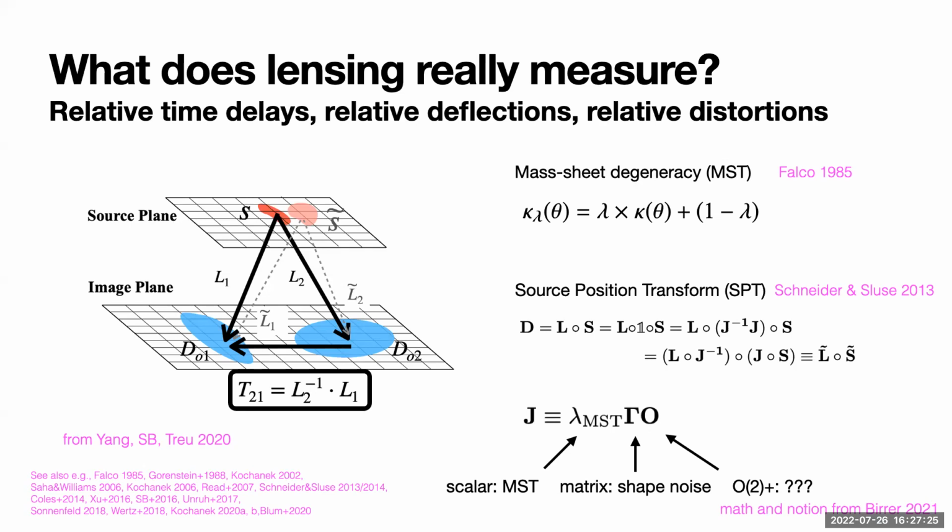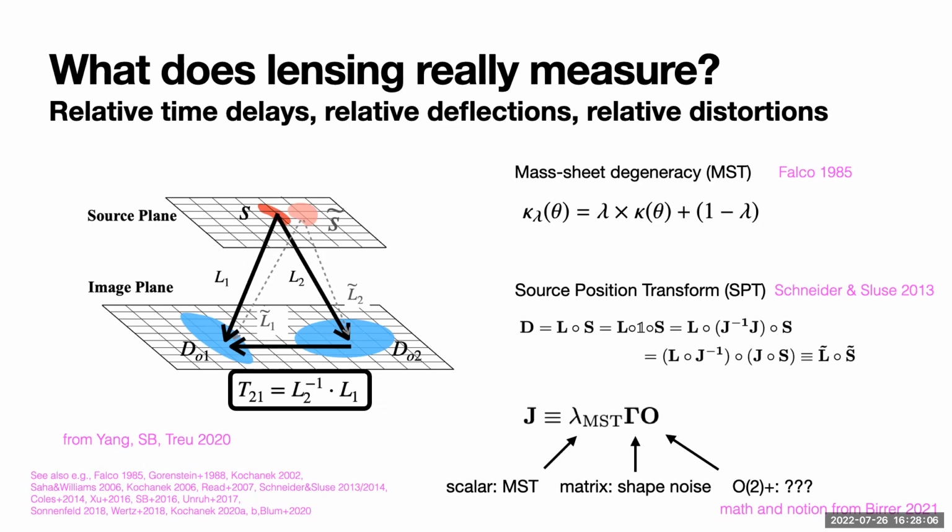What has been mentioned many times is the mass sheet degeneracy. This is very relevant for Hubble constant measurement. The generalization that you may not have heard so much about is called the source position transform. In short, the source position transform means we can reshape the source in any other way and find another transform in both directions that satisfies both images. The mass sheet is basically when this transform is a scalar, when you just make the size larger or smaller. That's just the simplest version of it.